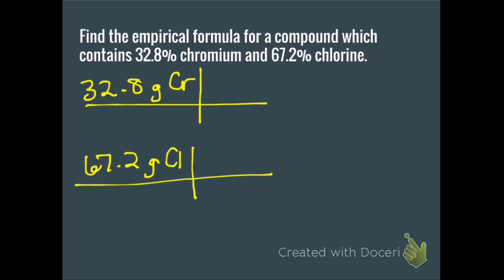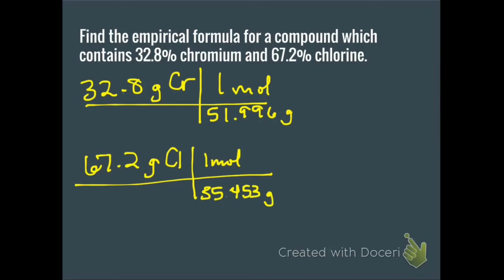We always need moles if we don't have them. So our molar mass of chromium, we should have found on the periodic table, to be 51.996 grams per 1 mole. Our molar mass of chlorine is going to be 35.453 grams per mole. So let's do our division. So we got that we have 0.6308 moles of chromium. We've got 1.895 moles of chlorine.